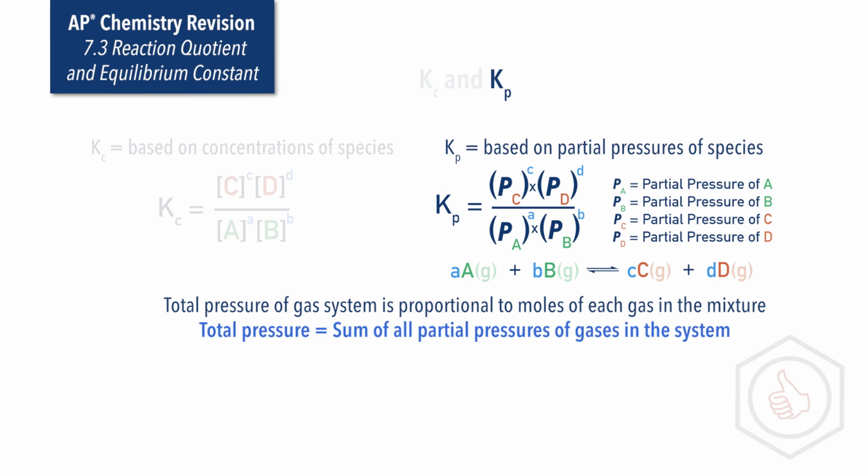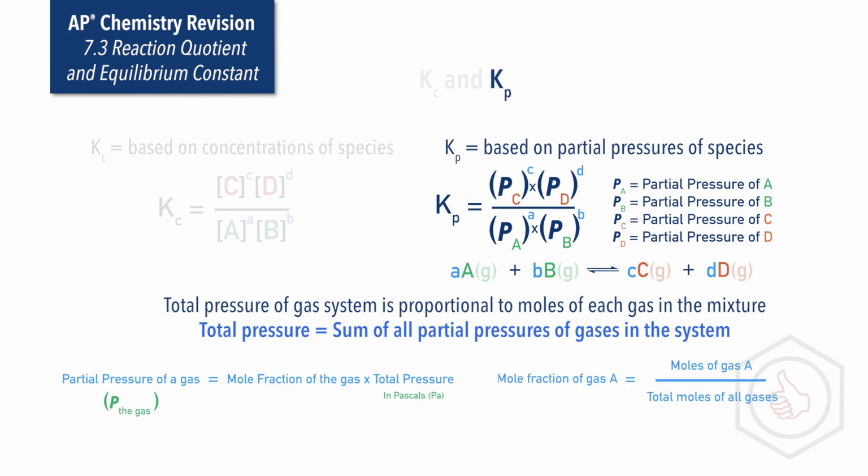Partial pressures can be calculated using the mole fraction of a gas times the total pressure of the system. The mole fraction of the gas is the moles of that gas in the mixture compared to all moles of gas. So it's calculated by taking the moles of that particular gas and dividing it by the total moles of all gases in the system.